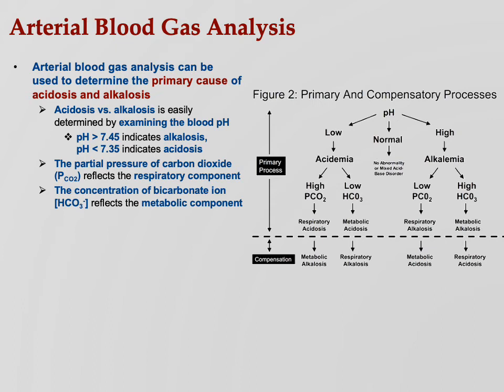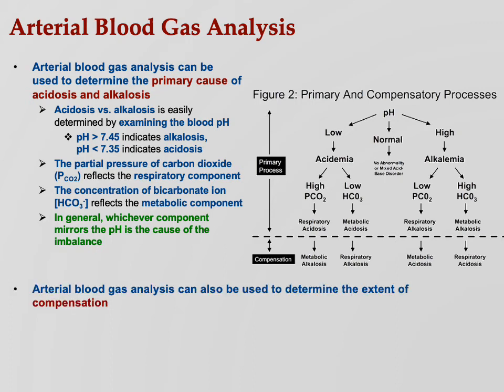We're going to figure out whether a person has a metabolic problem or a respiratory problem, and whether or not the other system is compensating for it. It's going to be so sexy. You just wait. In general, whichever component mirrors the pH is the cause of the imbalance. In other words, if there's a big CO2 problem, then it's probably respiratory. If it's a big bicarb problem, it's probably metabolic. But we'll see how to do it exactly. Okay, it's very easy.